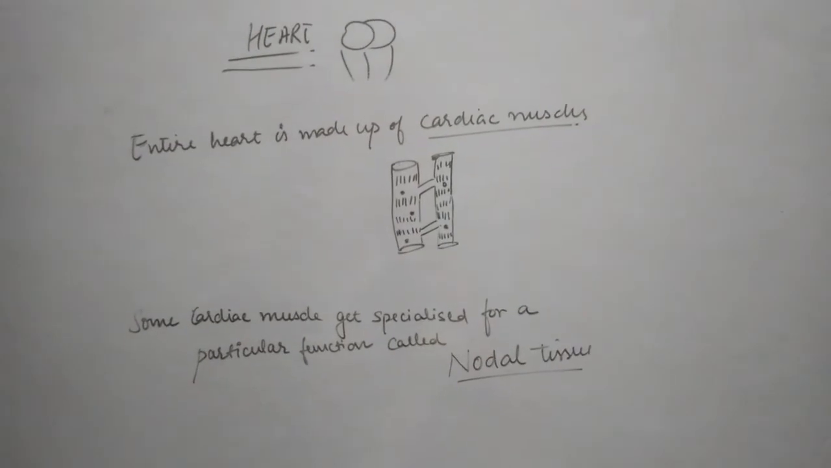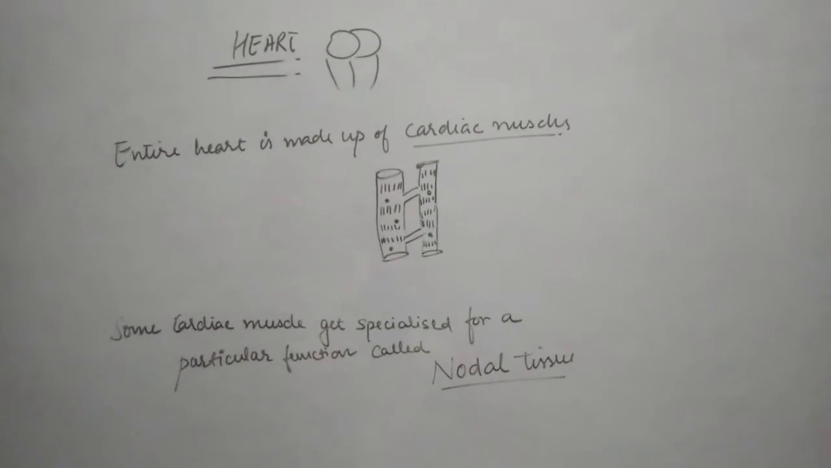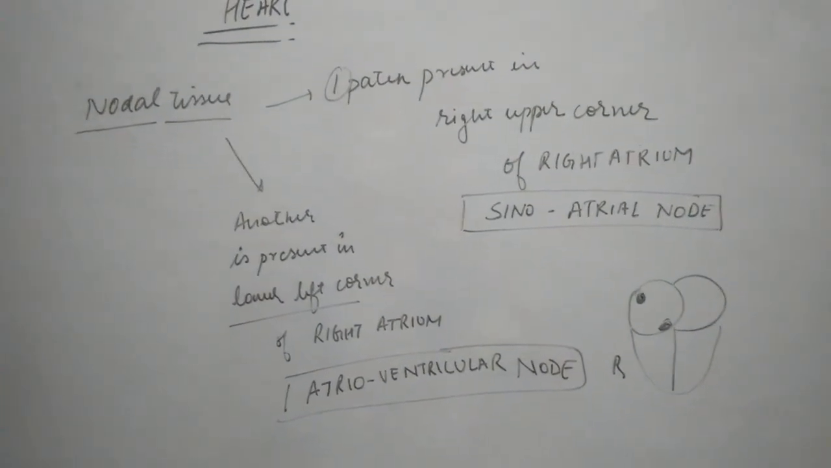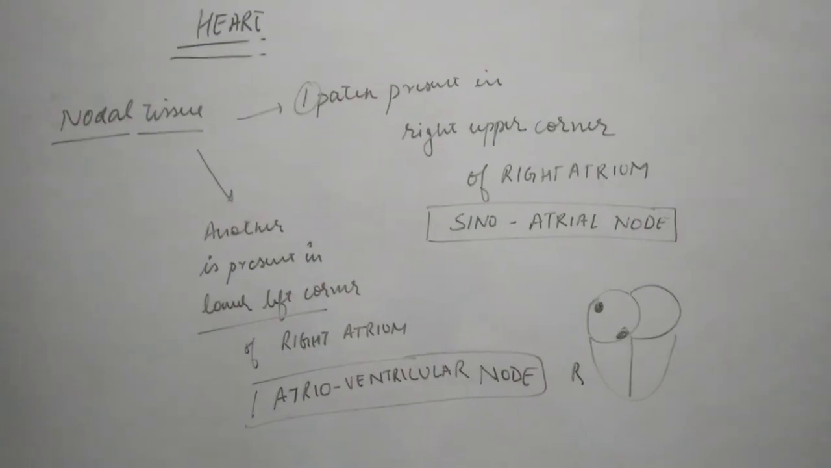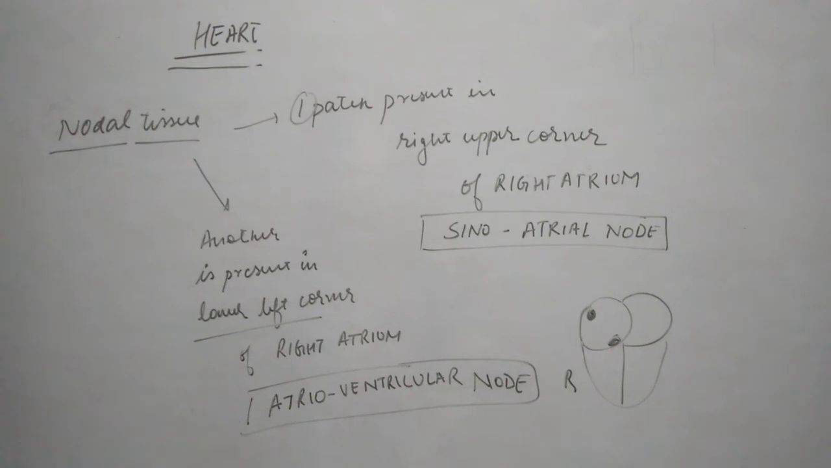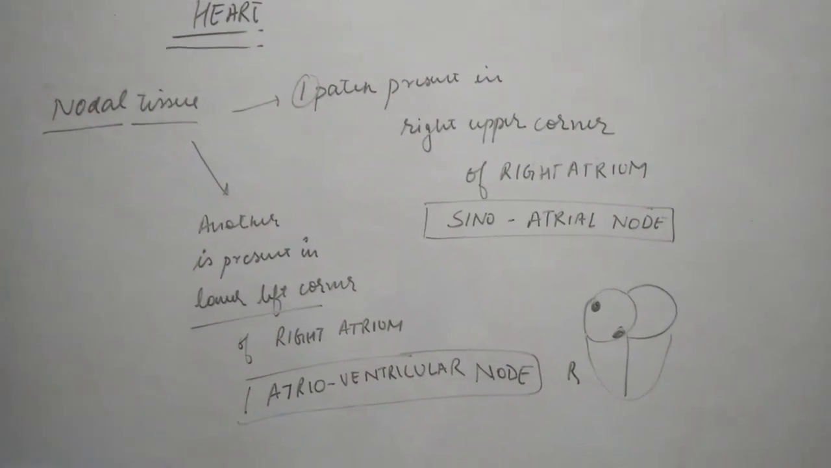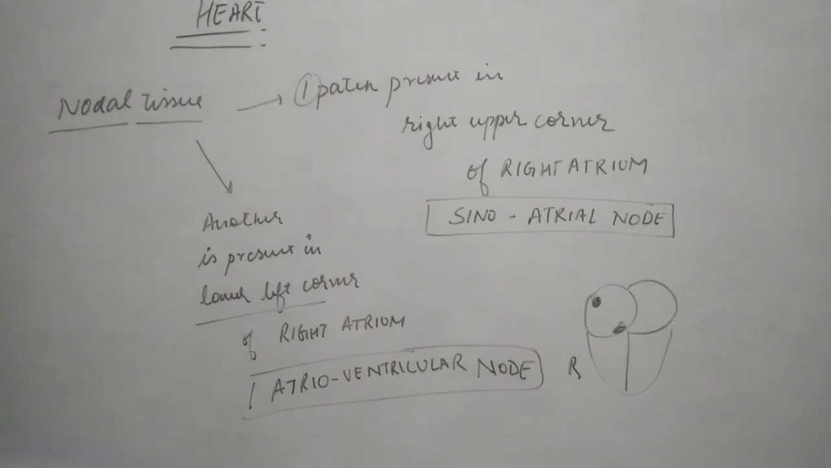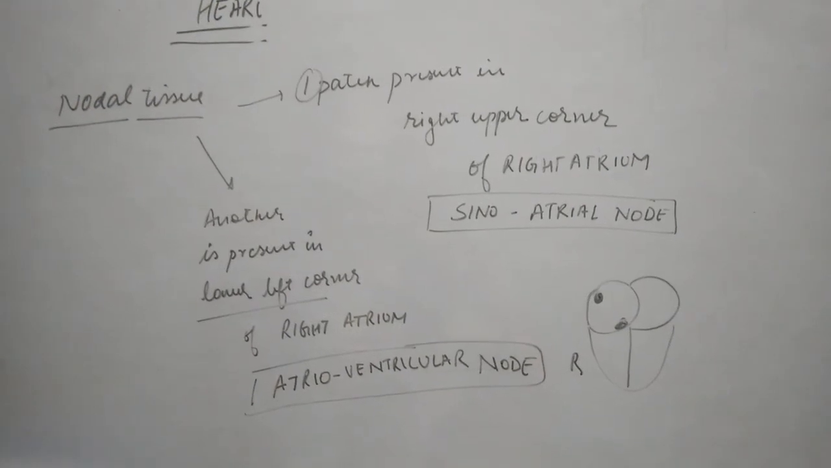Now we will be discussing the role of nodal tissue and where it is located. Nodal tissue is present in the form of patches. One patch is present in the right upper corner of the right atrium, as you can see in the figure, and is called the sinoatrial node or SA node. Another one is present in the lower left corner of the right atrium, which is called the atrioventricular node or AV node.